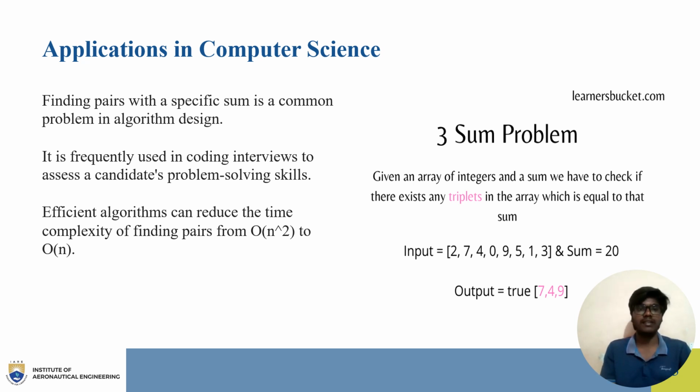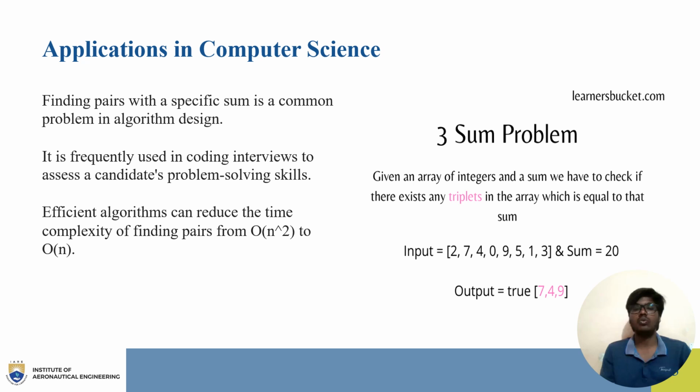Applications in computer science. Finding pairs with a specific sum is a common problem in algorithm design. It is frequently used in coding interviews to assess a candidate's problem-solving skills. Efficient algorithms can reduce the time complexity of finding pairs from O of n squared to O of n. The three-sum problem is also very common. Given an array of integers and a sum, we have to check if there exist any triplets in the array which add up to that sum.